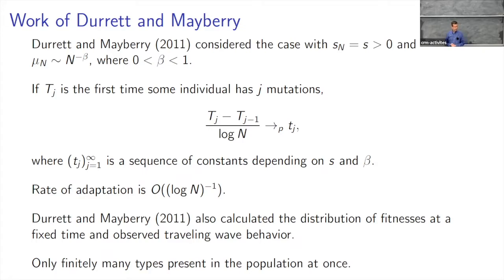Durrett and Mayberry were also able to calculate very precisely the distribution of the fitnesses of the individuals in the population at a given time. And they did observe traveling wave behavior. However, their mutation rates are still sufficiently small that the number of distinct types in the population at a given time is some fixed positive constant that does not tend to infinity with n. So they were not able to observe anything like a Gaussian shape for the fitness distribution.